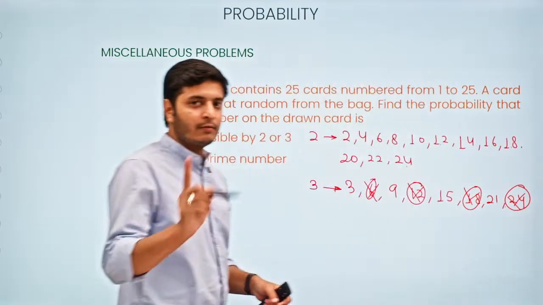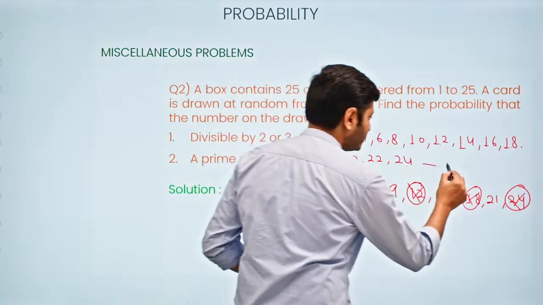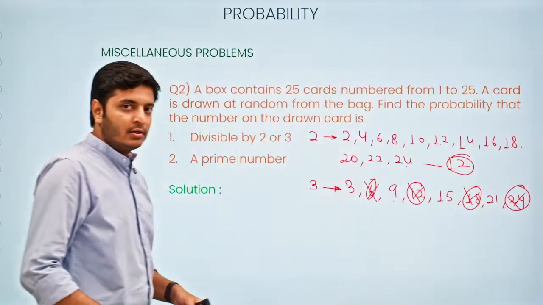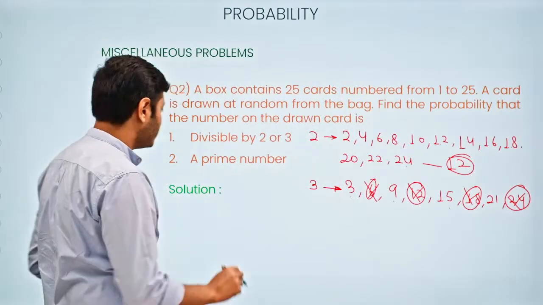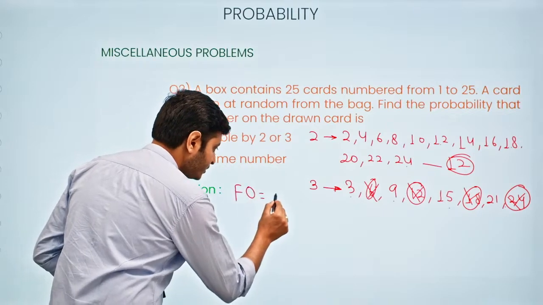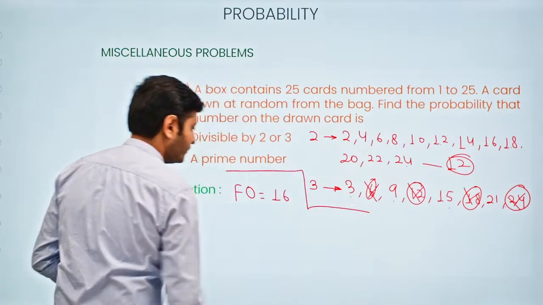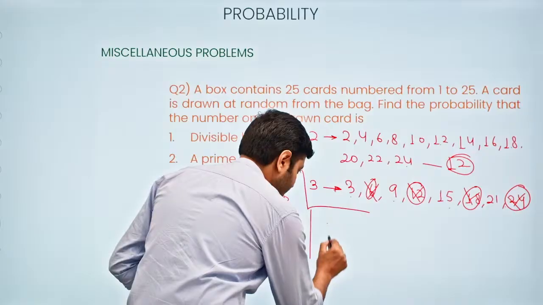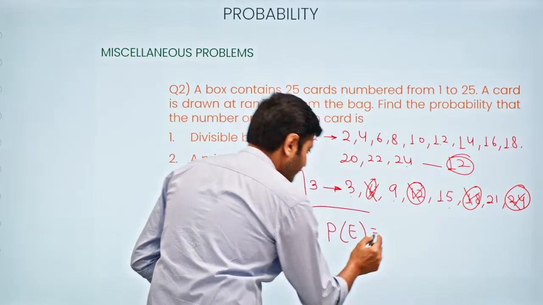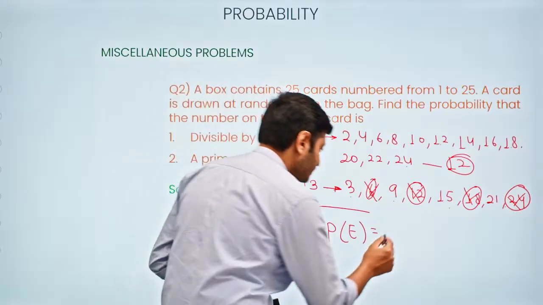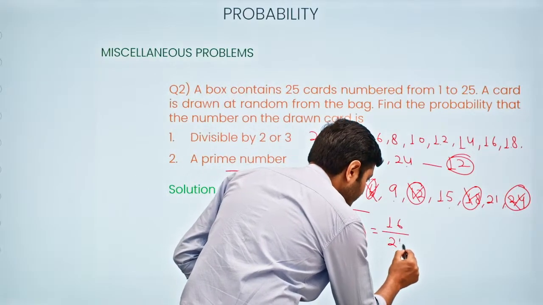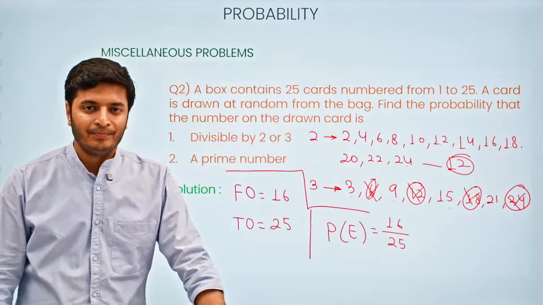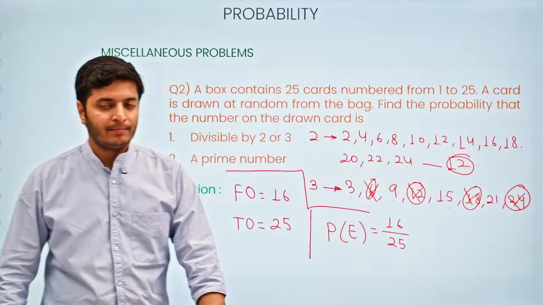Now we can find the total number of favorable outcomes. 12 numbers for 2 and here 13, 14, 15 and 16. So there are 16 favorable outcomes. Total outcomes 25. So the probability of this event is favorable outcomes divided by total number of outcomes, 16 by 25. Do we have any common factor? I guess not. We don't have any. So this is how you can find the probability.